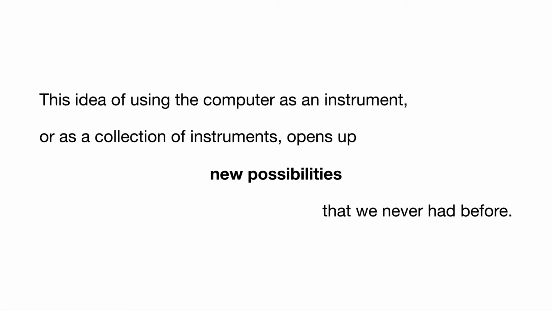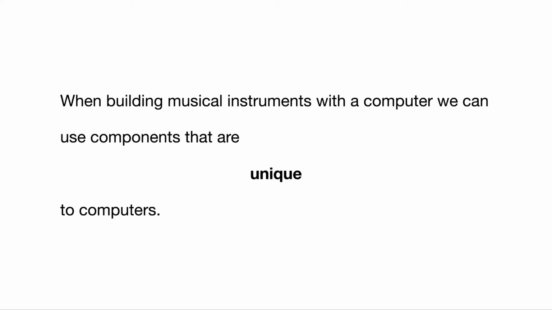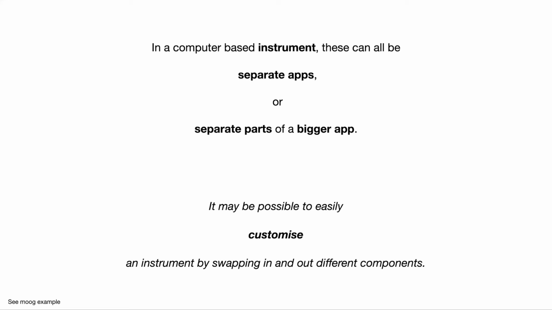When we're going to use a computer as an instrument, it opens up new possibilities that we've never had before. When building musical instruments with the computer, we can just emulate the components of either acoustic, electric, or electronic instruments that we've had before. Or we can use the computer to build something which is unique. Both ways are valid. So with computer-based instruments, these different components can be in separate apps, or they can be all parts of a bigger app.